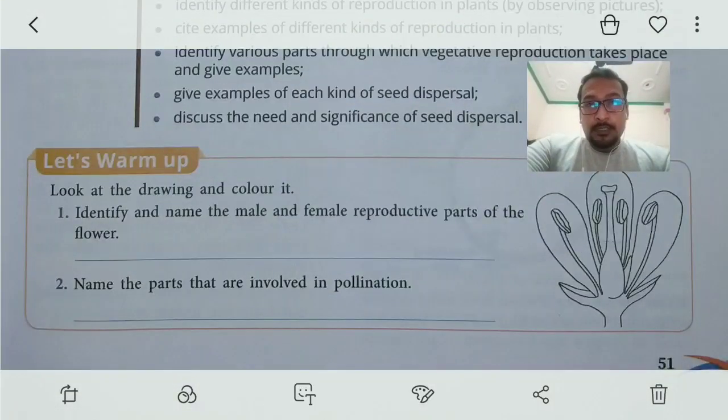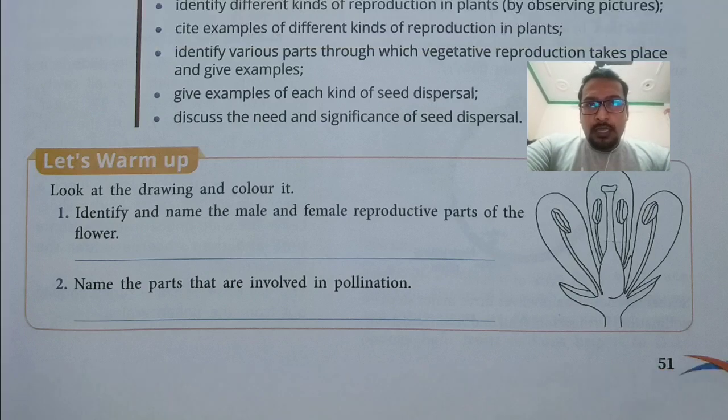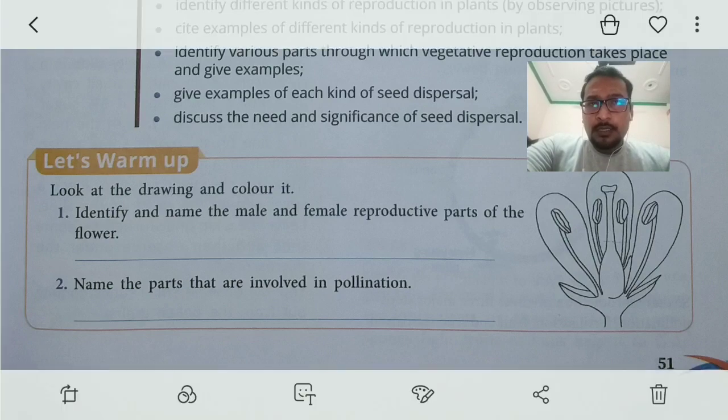Let's warm up. Look at the drawing and color it. Identify and name the male and female reproductive parts of the flower. Name the parts that are involved in pollination. So as you know, the male reproductive part is the stamen, the female reproductive part is the carpel, which you have already studied. Now we will move on to the chapter.